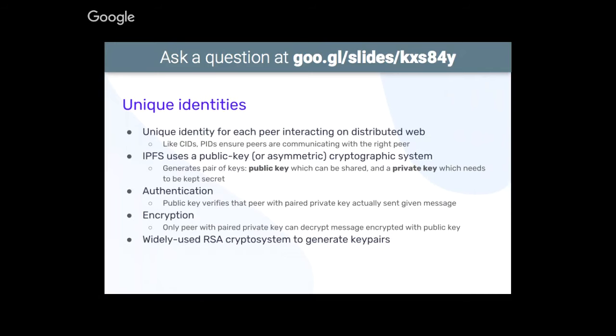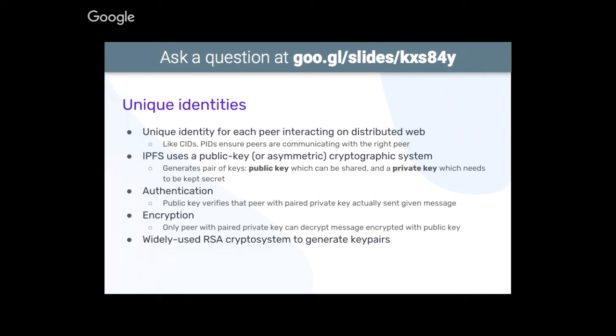So in the IPFS world, peer IDs are identities that are unique to each peer interacting on the IPFS network. And they're very similar to CIDs, right? So this is pretty nice because as CIDs can be used to authenticate content, peer IDs can be used to authenticate peers. And you might call these PIDs. CIDs and PIDs. So that way we know we're sending and receiving the right data from the right peer.